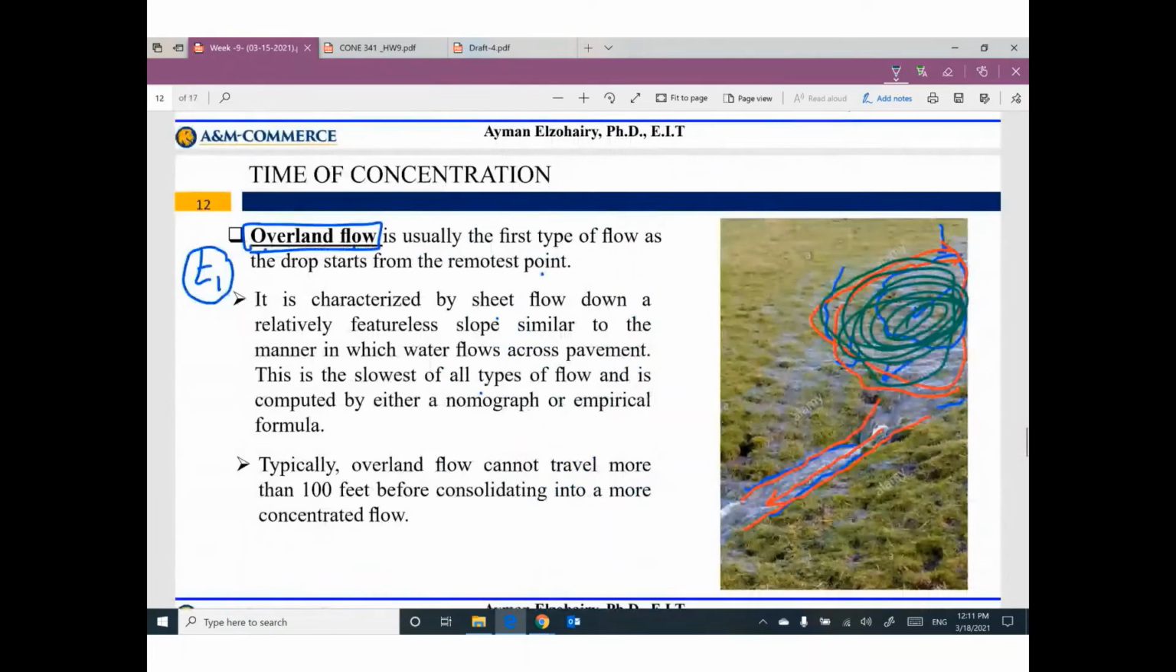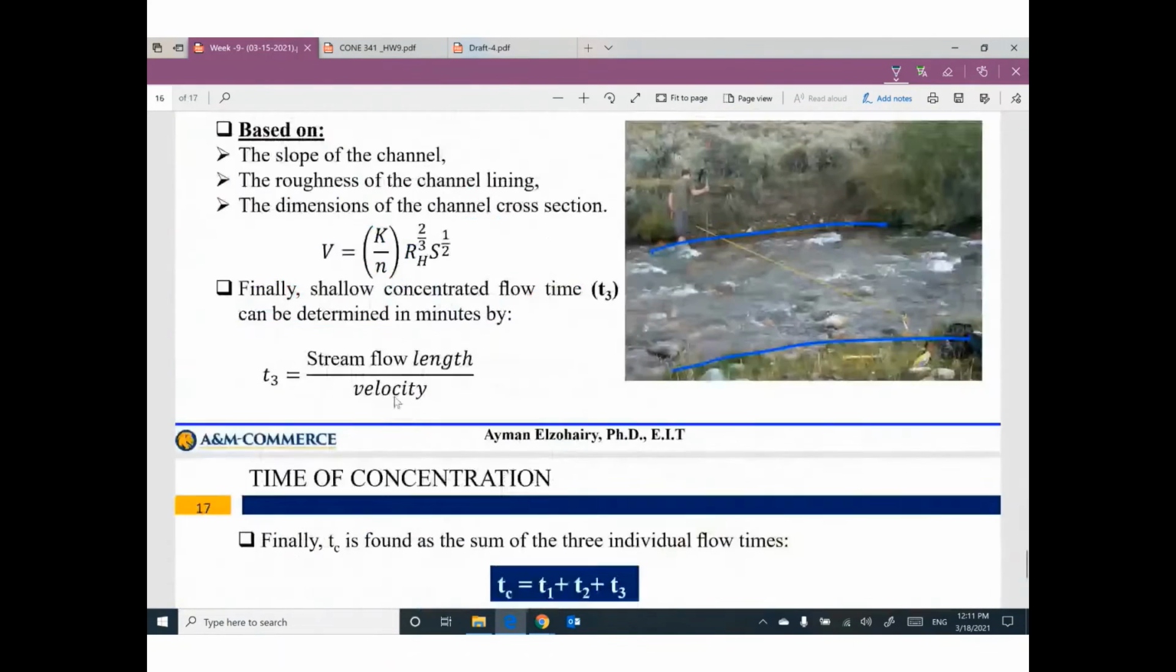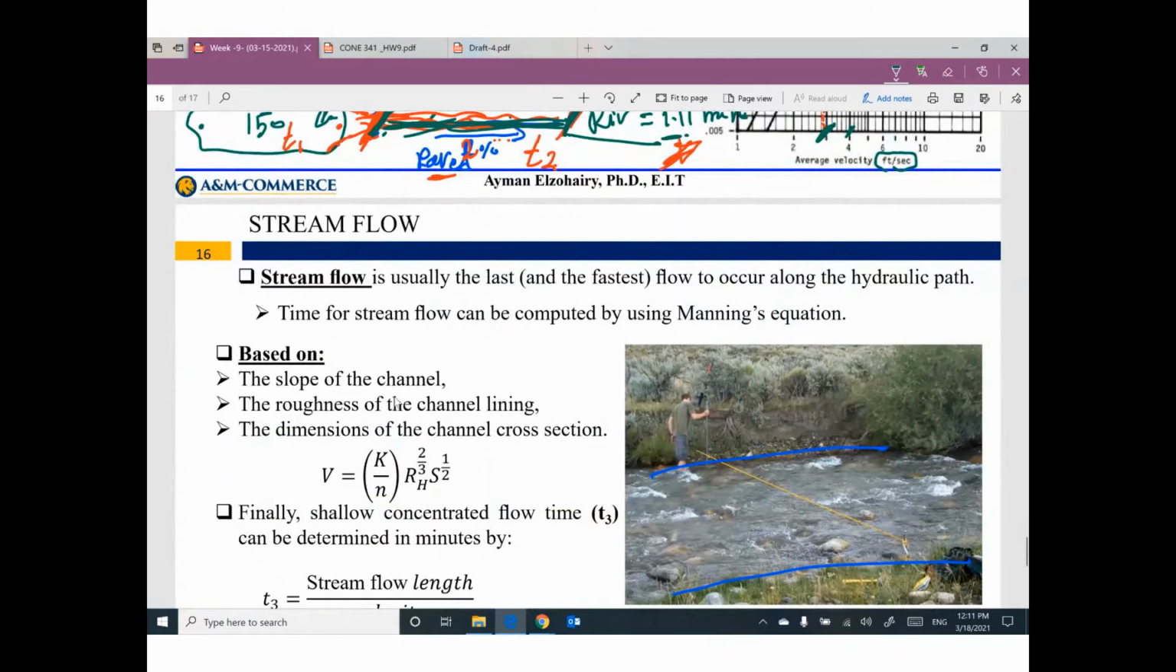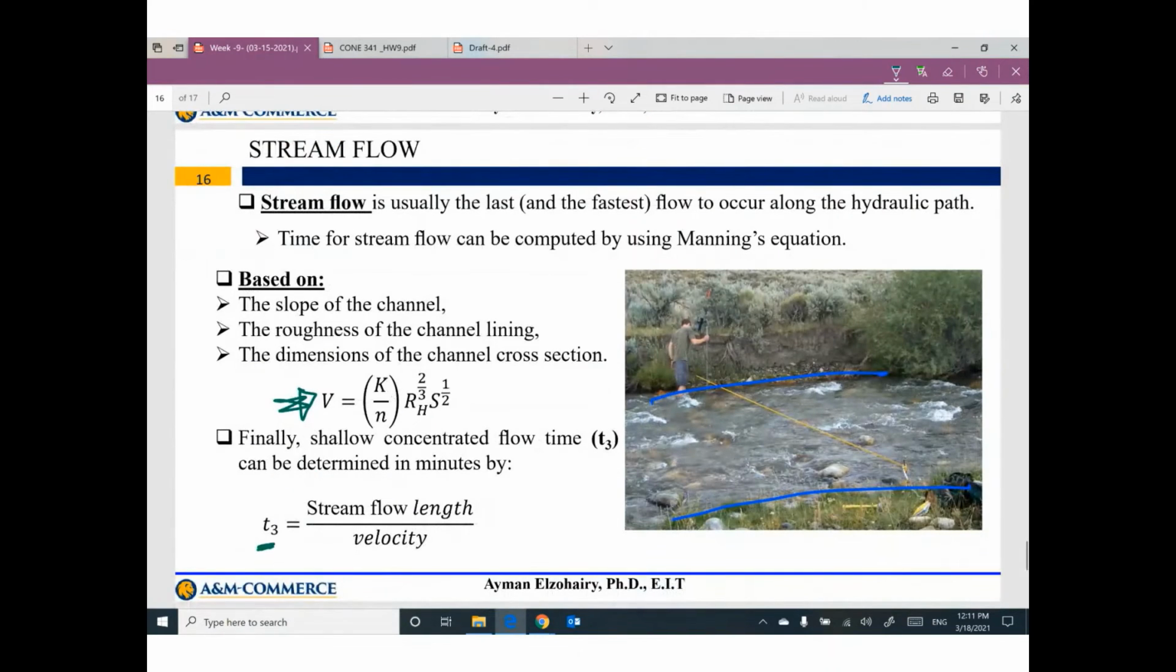How can I figure out the time T3, which is called stream flow? It's very easy. We can figure out the velocity first. Once you get the velocity, I can get the time T3 by stream flow length divided by velocity. How can I get the velocity? Very simple. Velocity equals the Manning equation: K divided by N, hydraulic radius to the power 2/3, slope to the power 1/2, because this is open channel flow. It's a stream flow, so we can use the Manning equation to figure out the velocity.